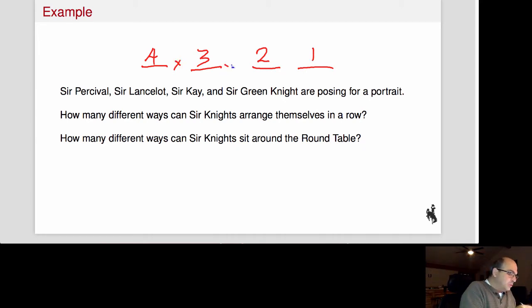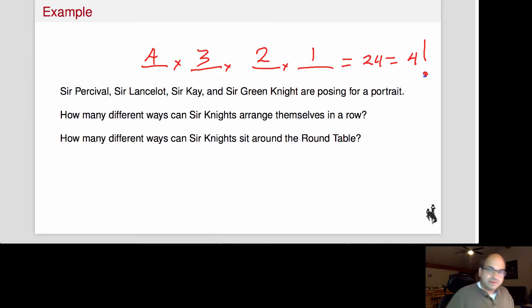Again, these are multiplied, right? And I end up with 4 times 3 times 2 times 1, which is 24, but it's better known as 4 factorial, okay? By definition, the number of ways is 4 factorial, right? But where does that come from? It comes out of this argument, right? So you need to remember the factorial stuff if you can recreate this argument at will.